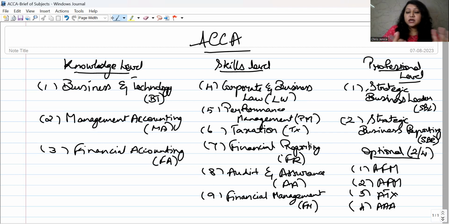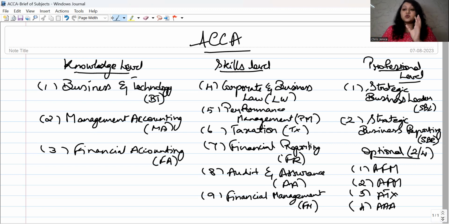First, let me tell you what these levels actually are: knowledge level, skills level, and professional level. Knowledge level is where you will be gaining the knowledge of the concepts with business and technology, MA, and FA. Then at skills level, you will be bringing forward your knowledge from the knowledge level. You will also be learning all the concepts in detail, and your exam will ask you to demonstrate the knowledge and your skills, applying them to all the concepts.